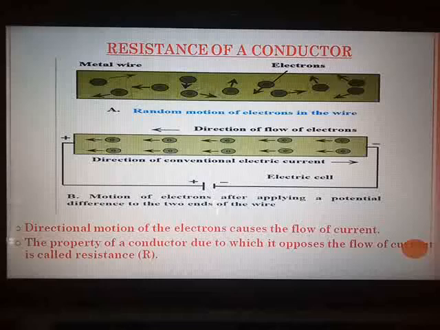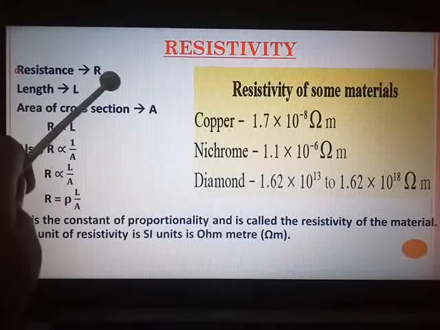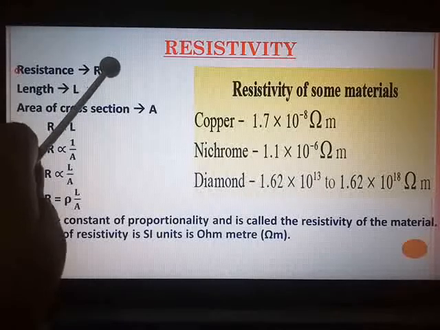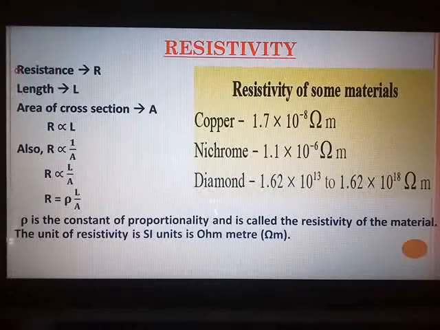Our next small topic, you cannot say a topic, a small derivation, on resistivity. Just now we have studied resistance. Now resistivity is nothing but a property of a substance. At a given temperature, the resistance R of a conductor depends on the length L of the conductor, the area of cross section A, and also the material it is made up of. So R is directly proportional to L, which means the resistance of the conductor is directly proportional to the length of the wire.